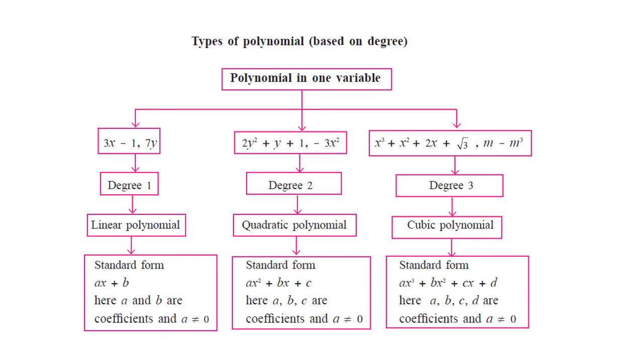If the degree of the polynomial is 3, then it is denoted as a cubic polynomial. And the standard form of the cubic polynomial is ax cube plus bx square plus cx plus d. Here a, b, c, d are the coefficients. And in each form, a is not equal to 0.